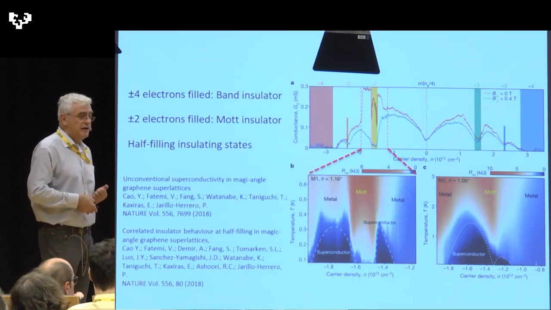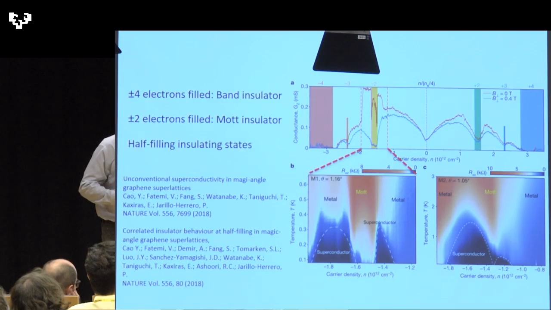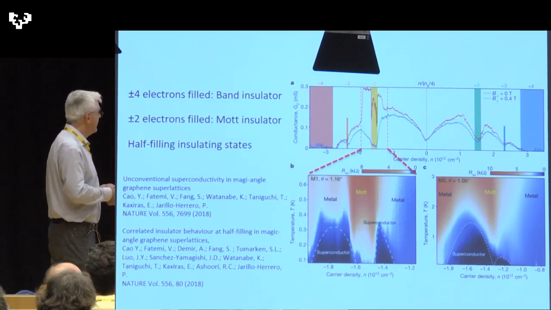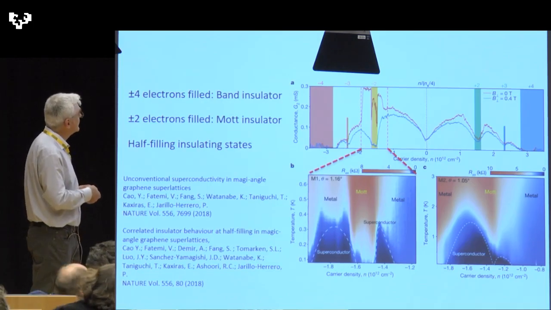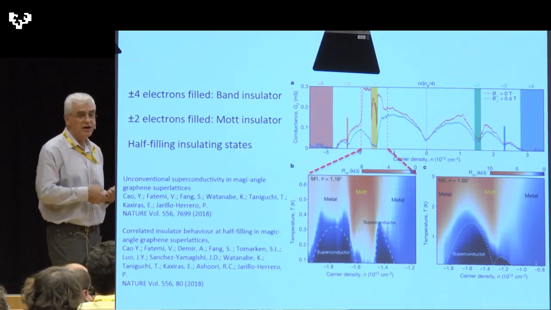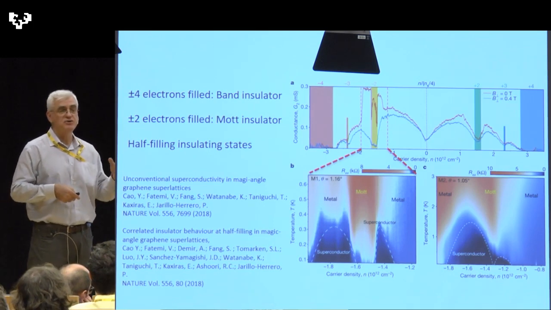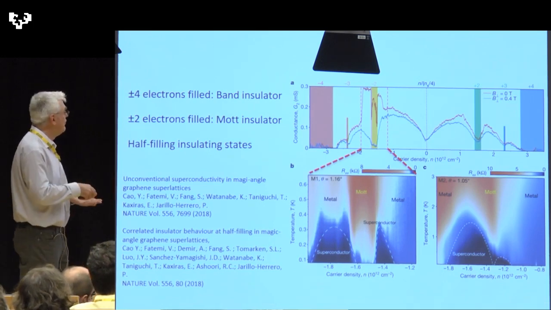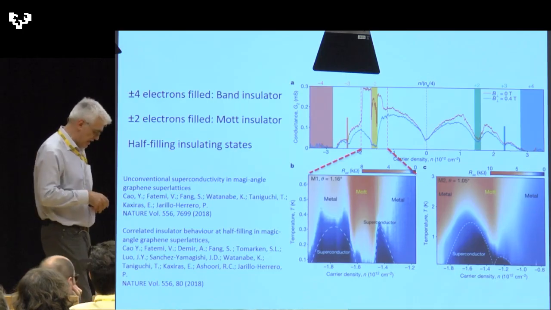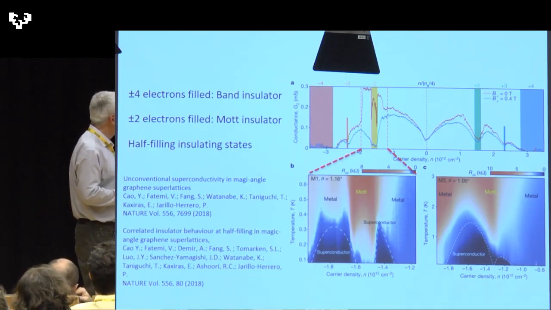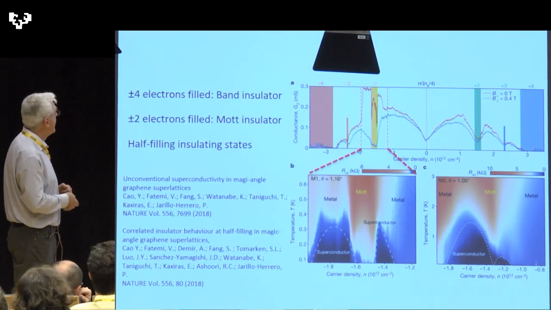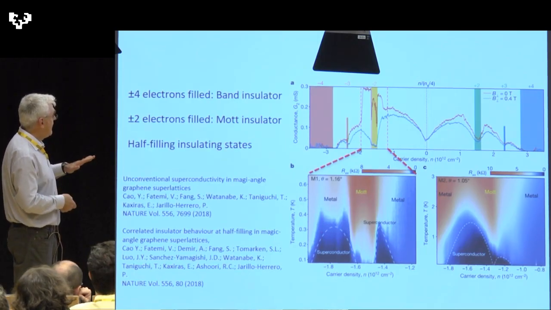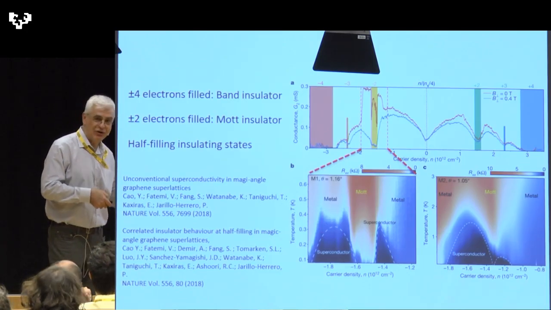Now, what really made things very exciting was the discovery a little over a year ago that you can actually get superconductivity in twisted bilayer graphene at a very specific angle, which was called the magic angle. So if you twist the two layers relative to each other by about 1 degree, a little more than 1 degree, you get superconducting behavior. It's actually a very strange superconducting behavior for the following reason.